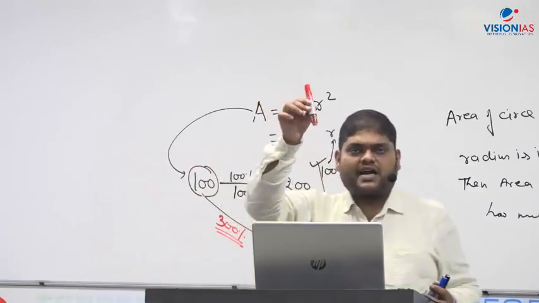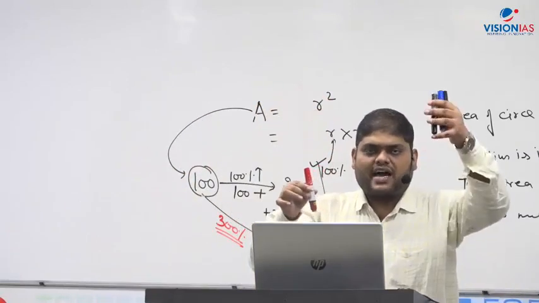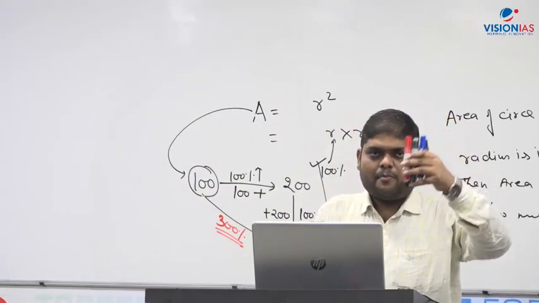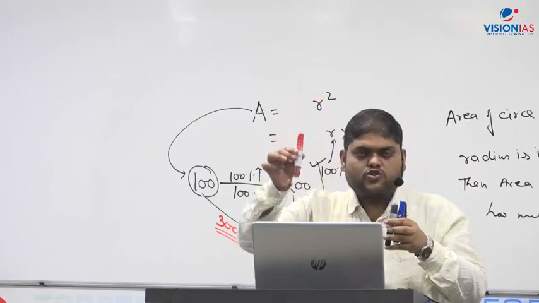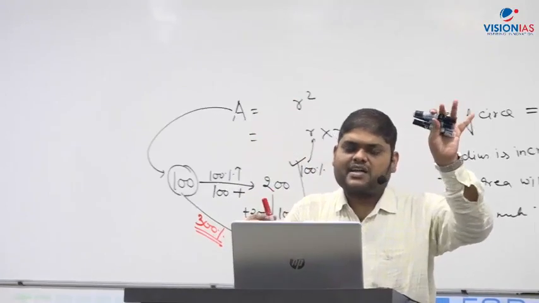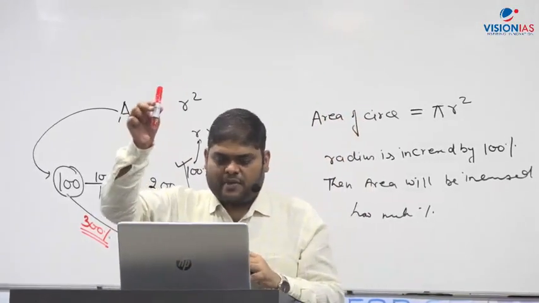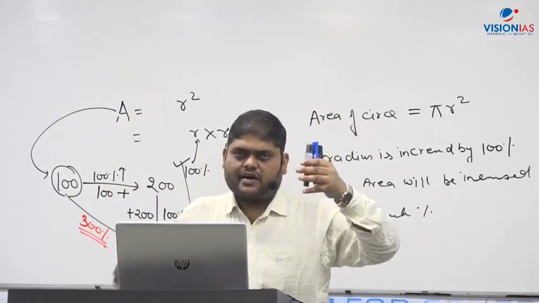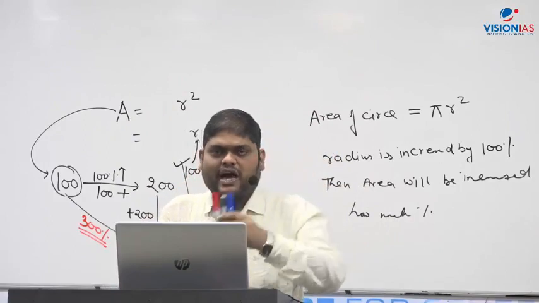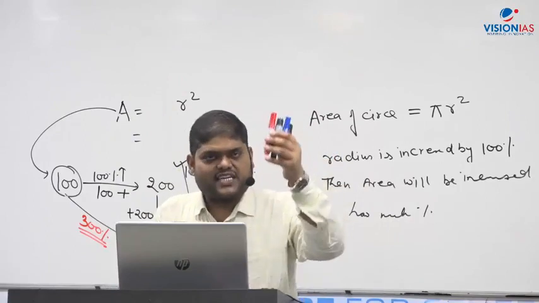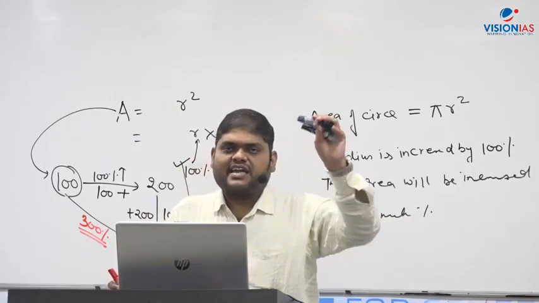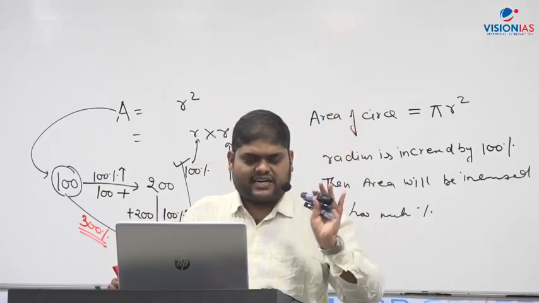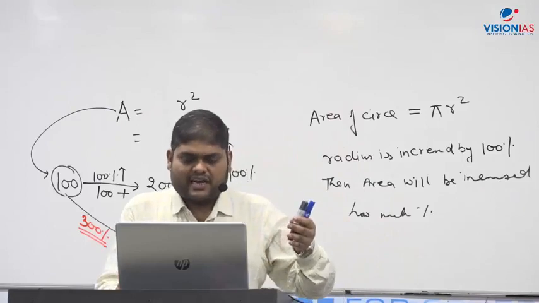Suppose I have one marker, 3 more markers I collect, now I have totally 4 markers, but already I had 1. So the increment is only of 3 markers, or not? I have 1 marker, now 3 more markers I collected from somewhere, total becomes 4. Now it becomes 400, the quantity becomes 400, but the increment is only how much? Increment is only 300, or 3 markers.